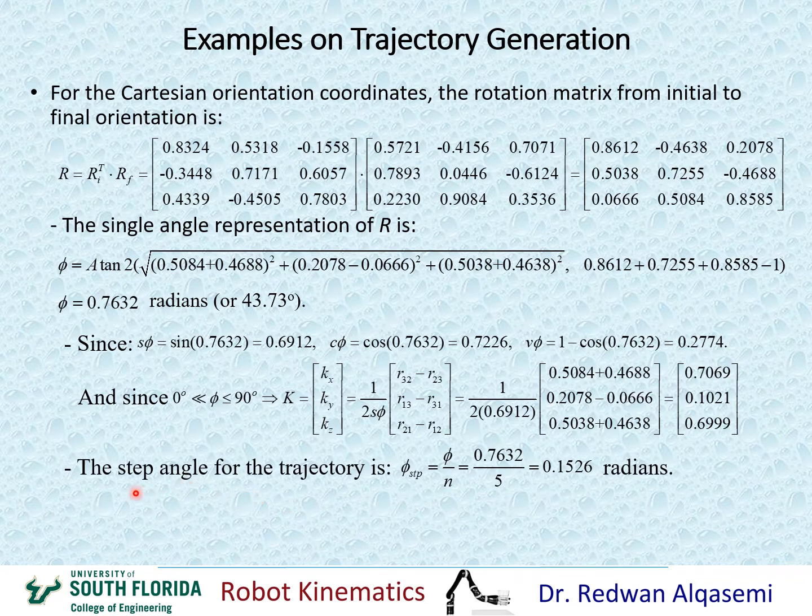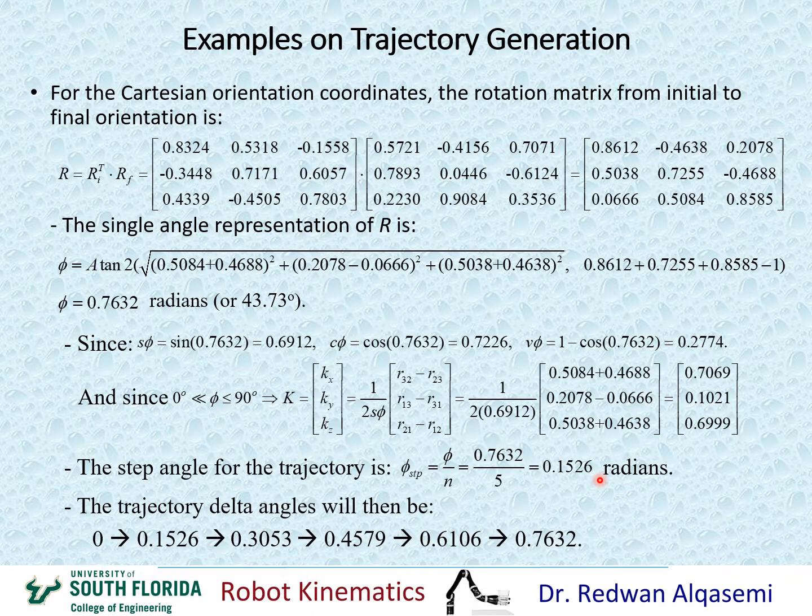And then we're ready to find the step angle for the trajectory. So if we have phi total and we have the number of steps, in this case it was 5, then phi step equals the total phi divided by the number of steps. So if we do that division, then we have the step angle as 0.1526 radians.